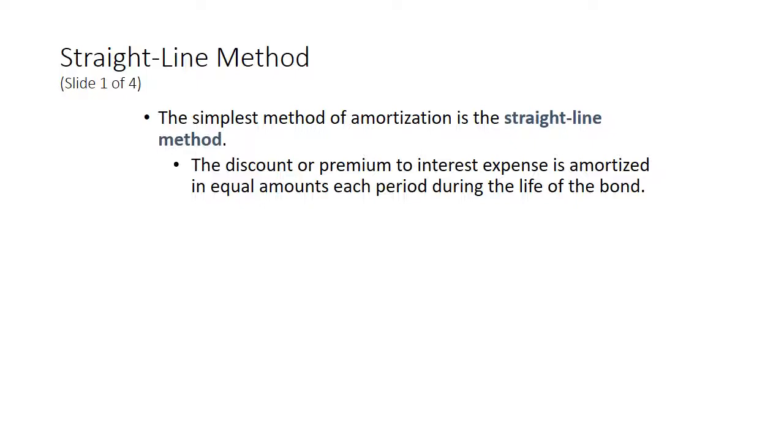One last thing we want to show you for part 1 is another way to expense your discount on bonds payable or premium on bonds payable. And it's called the straight line method. And it's really easy. It's simpler and easier than the effective interest method. So discount or premium is expensed and amortized in equal amounts each period during the life of the bond.